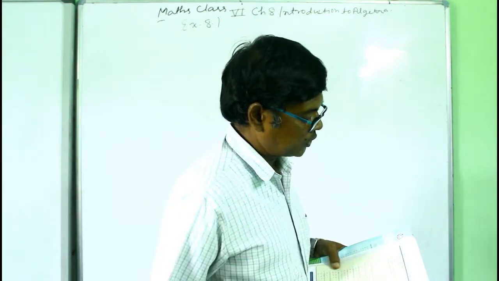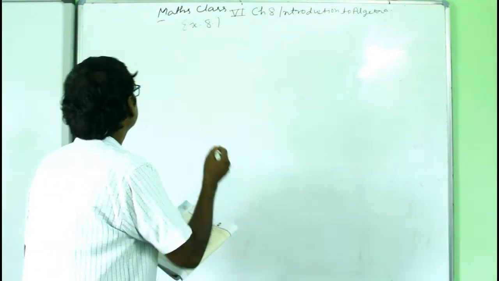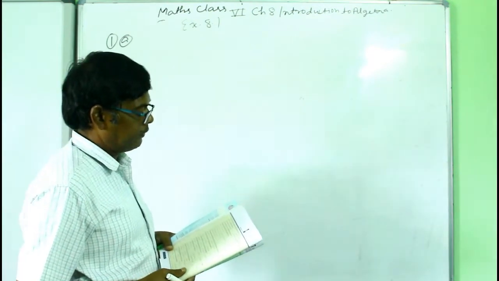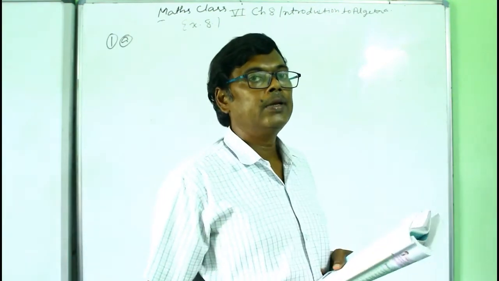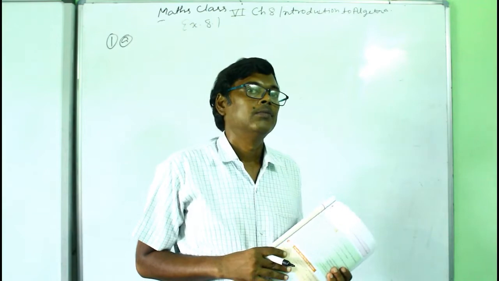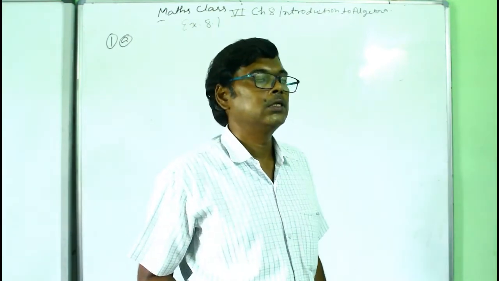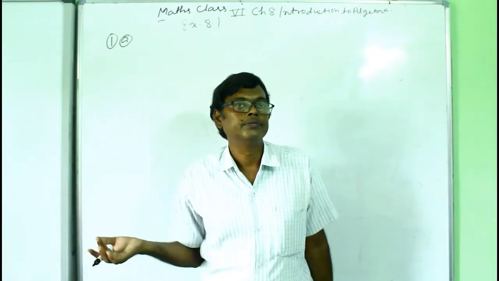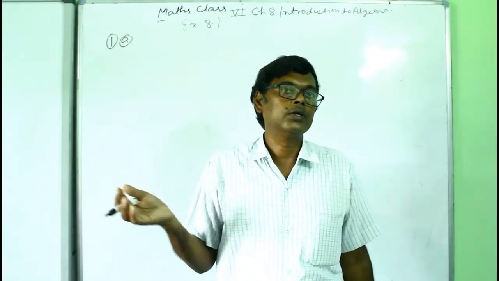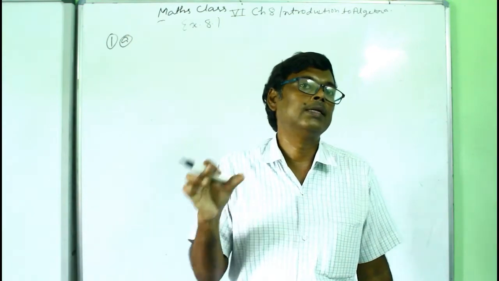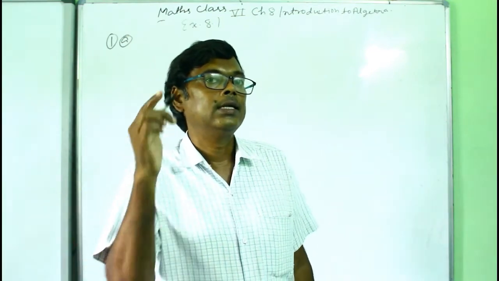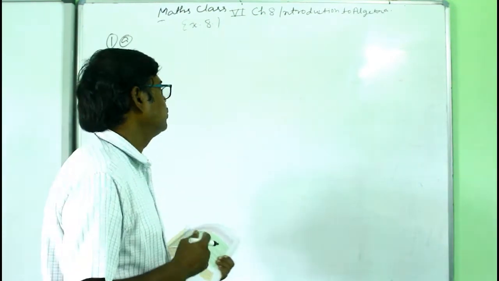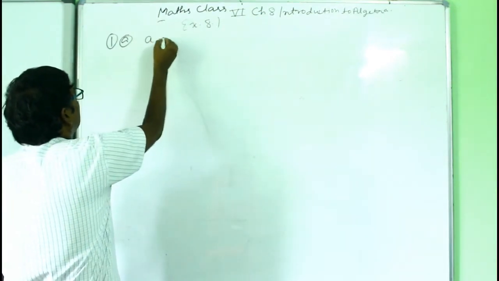So here the question number 1a: 7 is taken away from a. That means 7 is subtracted from a. Like when we say 3 is taken from 10, that means 3 is subtracted from 10, that is 10 minus 3. So similarly here, 7 is taken away from a, so it will be a minus 7.